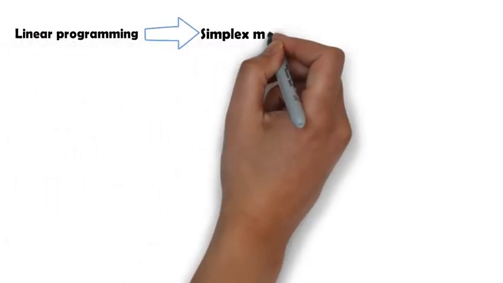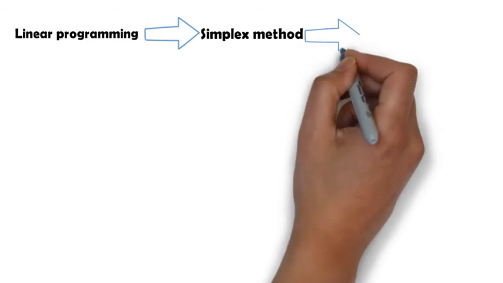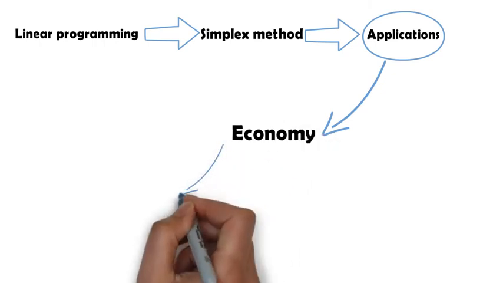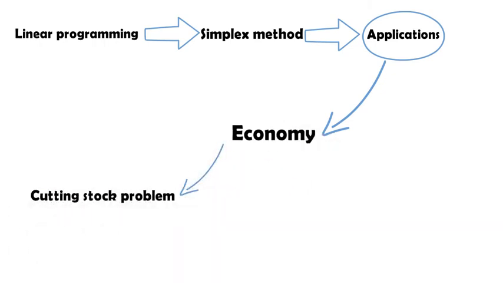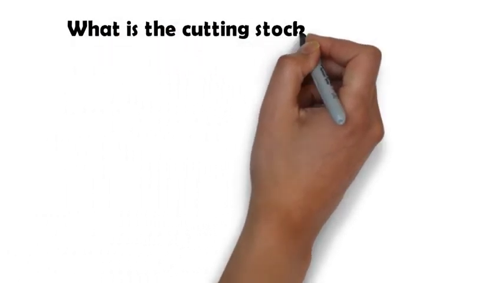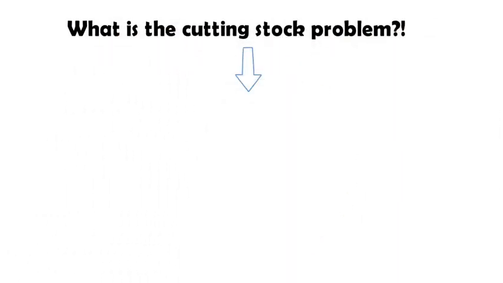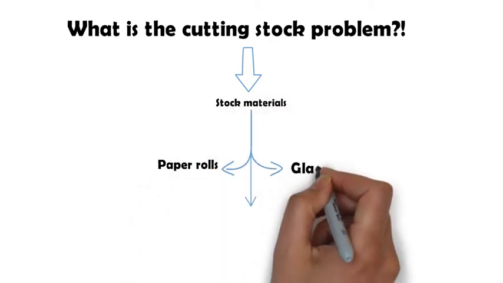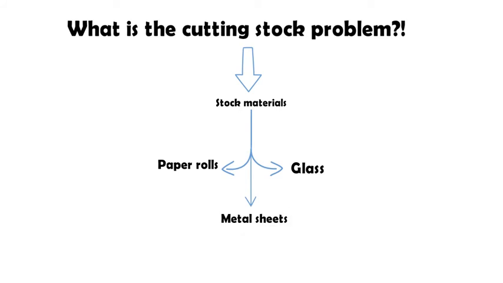So we have discussed the linear programming definition, which has led us to the simplex method. Now we are going to focus on its applications. It has many applications in real life, such as economy, and one of them is the cutting stock problem. So what is the cutting stock problem? The CSP is the problem of cutting standard-sized pieces of stock material, such as paper rolls, glass, or sheet metal, into pieces of specified sizes while minimizing material wasted.